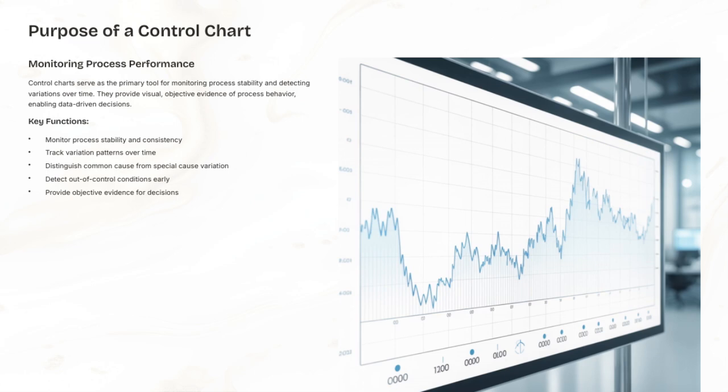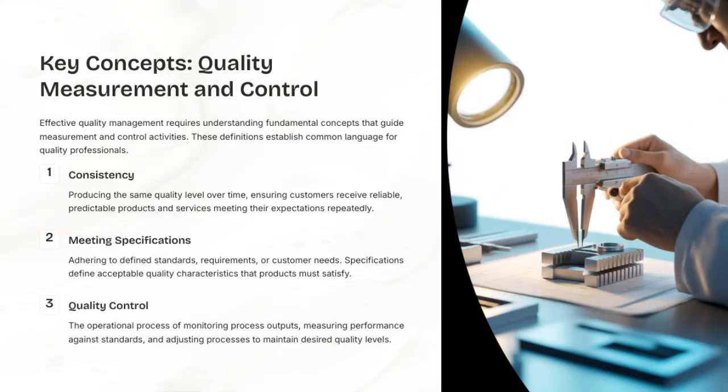The main function of control charts is to serve as our primary tool for observing how stable our processes are and spotting any variations. They provide a visual, clear picture of how our process is performing, which makes it easier to make data-driven decisions. So, in essence, control charts are crucial for monitoring process performance. They help us understand how well our processes are working over time and ensure we can respond promptly to any issues that arise. Let's take a closer look at the operational process involved in maintaining quality.